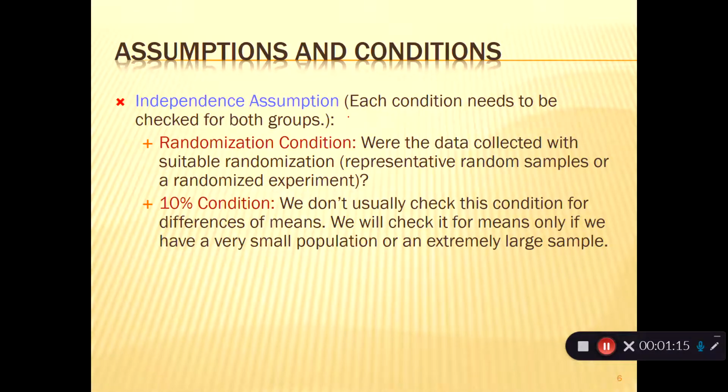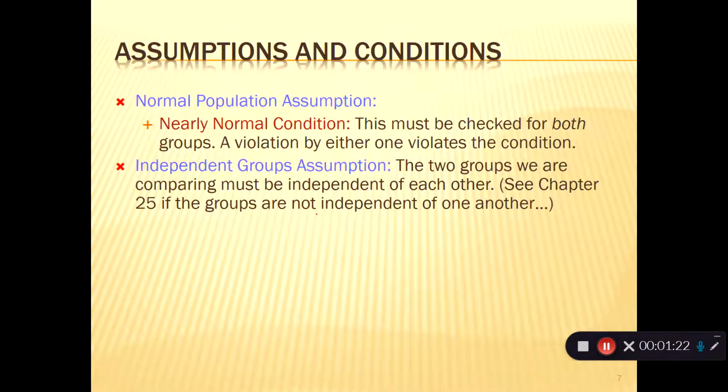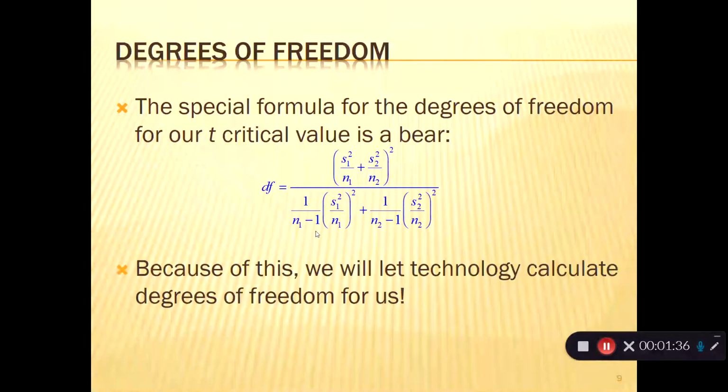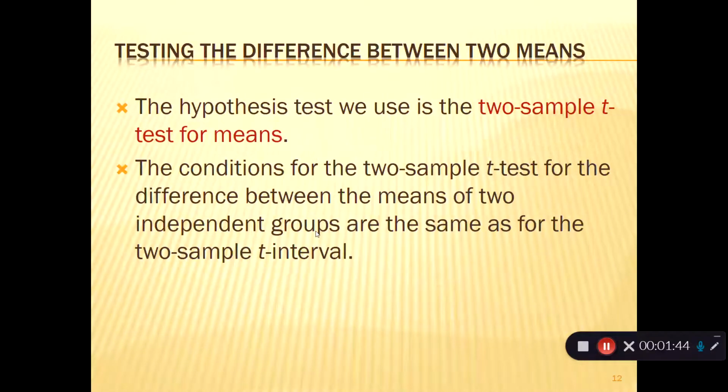And in order to do this analysis, we need to make sure that the data is collected randomly. We need to also make sure that it looks roughly unimodal and symmetric, that nearly normal condition for both groups, and that the groups are independent. If we do that, we can form a t-interval, which we did in the last video. And we said there's a complicated formula for the degrees of freedom, so we're just going to let our calculator do that. And we looked at these two examples in the last video.